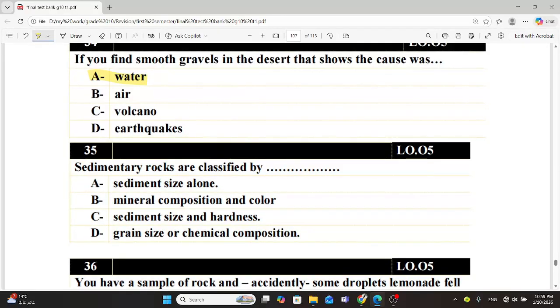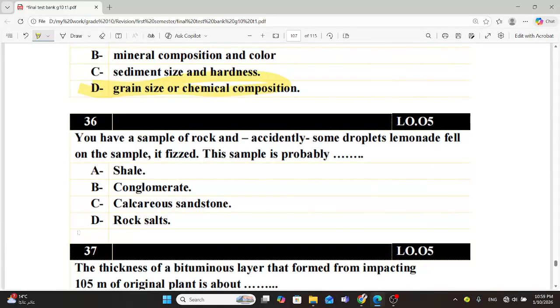Sedimentary rock are classified by sediment size alone ولا mineral composition and color ولا sediment size and hardness ولا grain size and chemical composition. You have a sample of rock and accidentally some droplets of lemon fall on the sample. It fizzes. طالما it fizzes, the sample is probably a shell. طالما fizzes يبقى clastic sandstone.